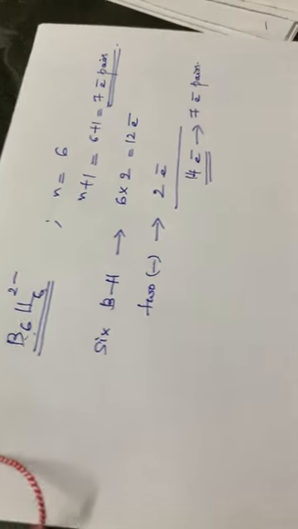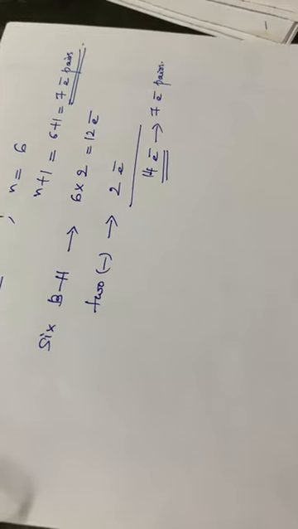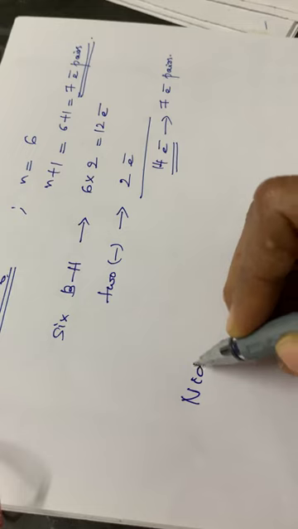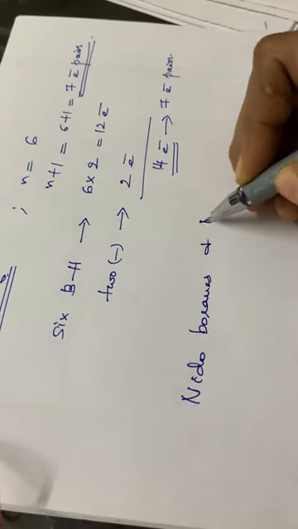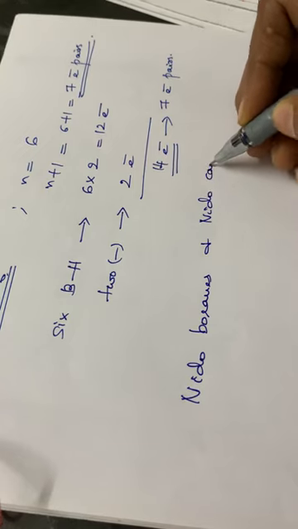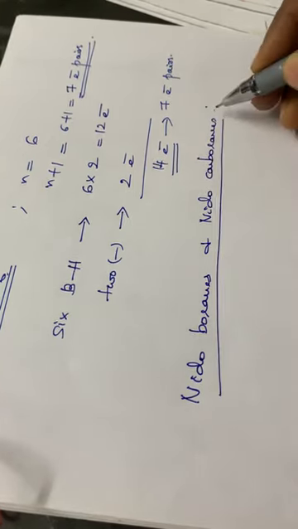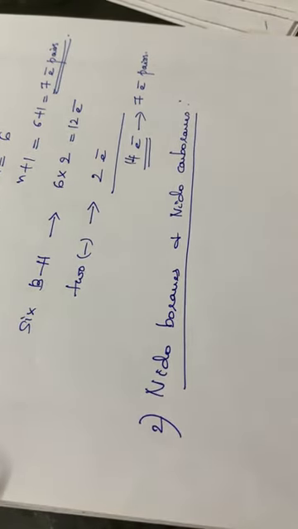This is very important, Wade's rule. You have to calculate it. You have to study this Wade's rule also. Then the next case, that is the nidoboranes and nidocarboranes. How to calculate the number of electrons in the skeletal framework.